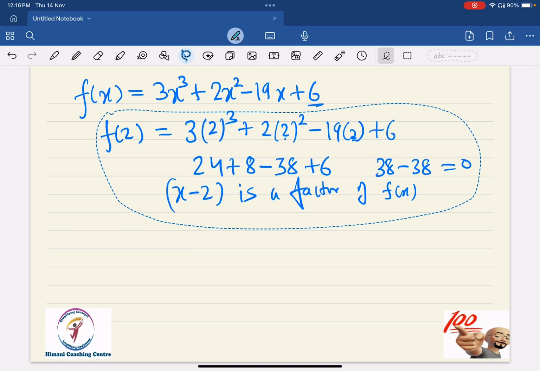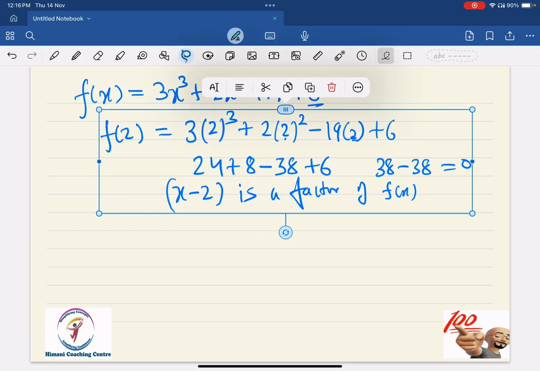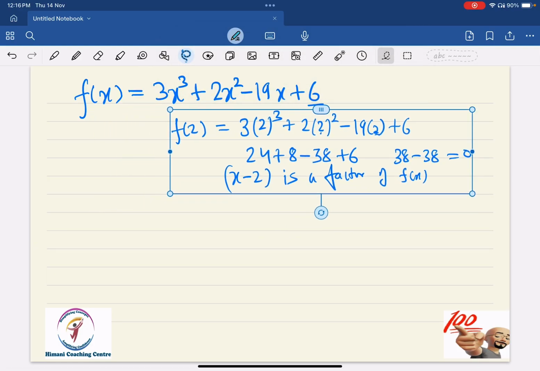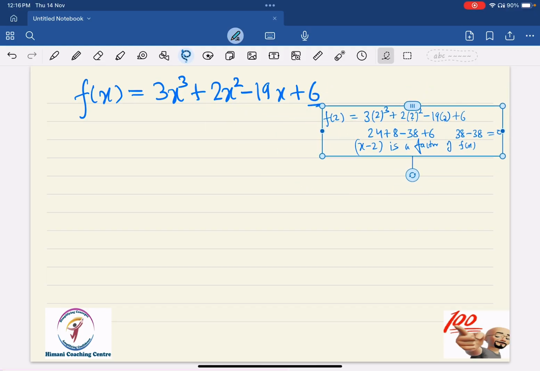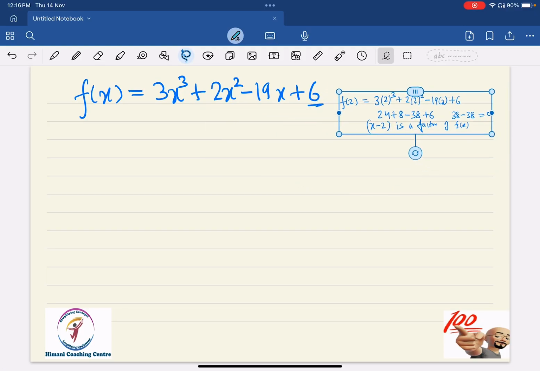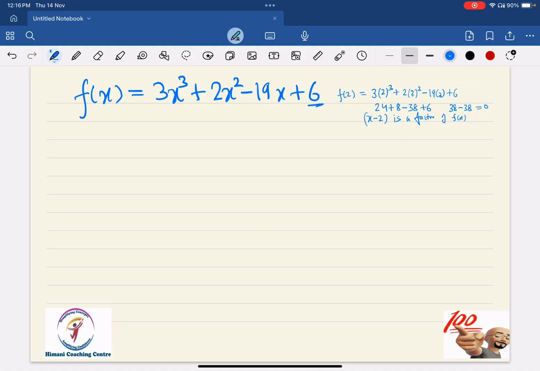Okay. Now, once we are done, our next step is to divide the given polynomial by x minus 2, and since it is a factor, the remainder by solving this has to be 0. So just keep that thing in mind. When we do the division, the remainder has to be 0. So we need to be careful. Now let's do this. So 3x cube plus 2x square minus 19x plus 6 is to be divided by x minus 2.